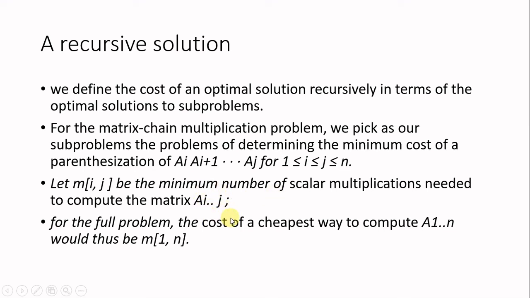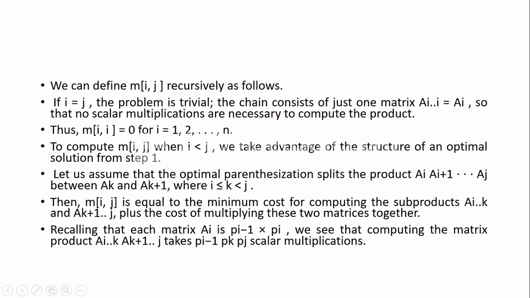So for the entire problem, the cost of the cheapest way to compute A1 to n, that is A1, A2, A3, etc. up to An, would be m of 1 comma n. This is m of i comma j, and for the entire problem this will be m of 1 comma n. That is the cost of the optimal solution, and it is defined recursively. So we can define m of i comma j recursively as follows.